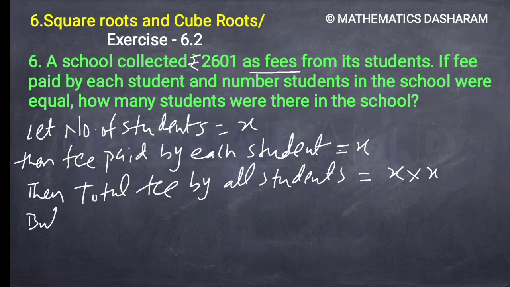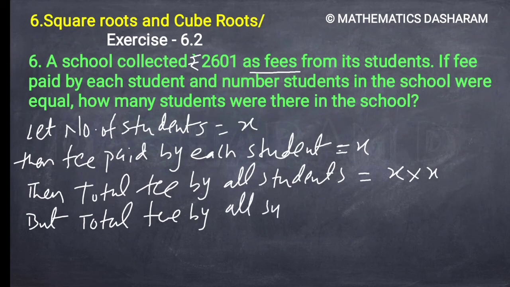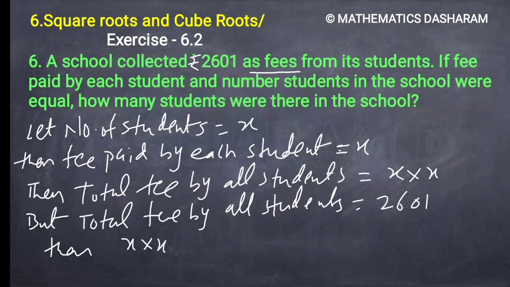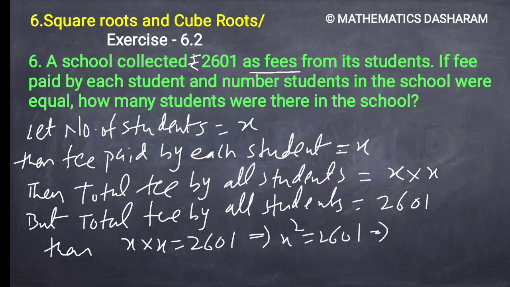But as per the question, the total fee collected from all students equals what? 2601. So then we can equate both. x into x equals 2601. From this, x square equals 2601. Square transposes to the RHS, then x equals under root 2601.